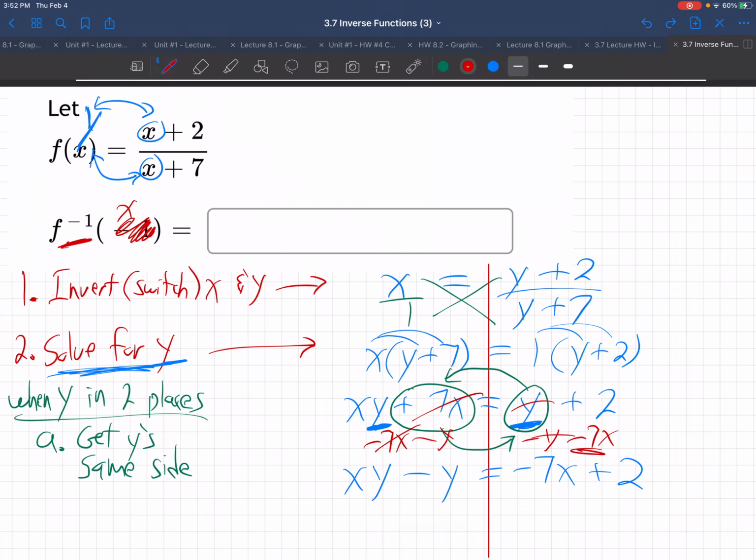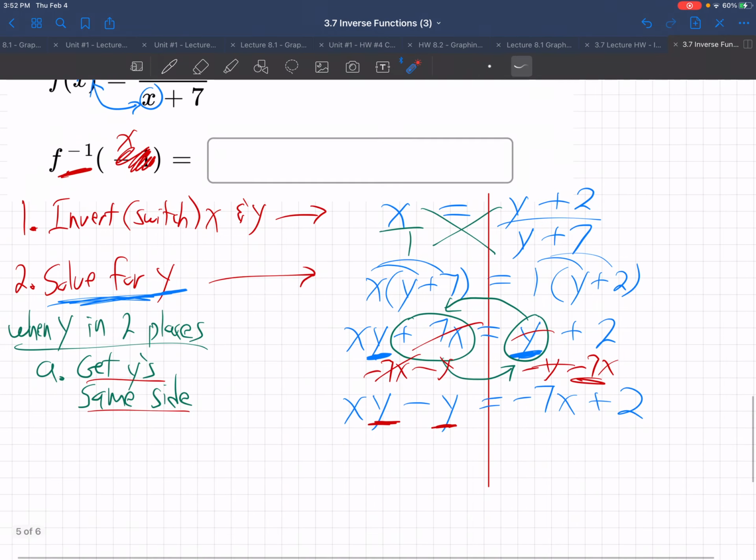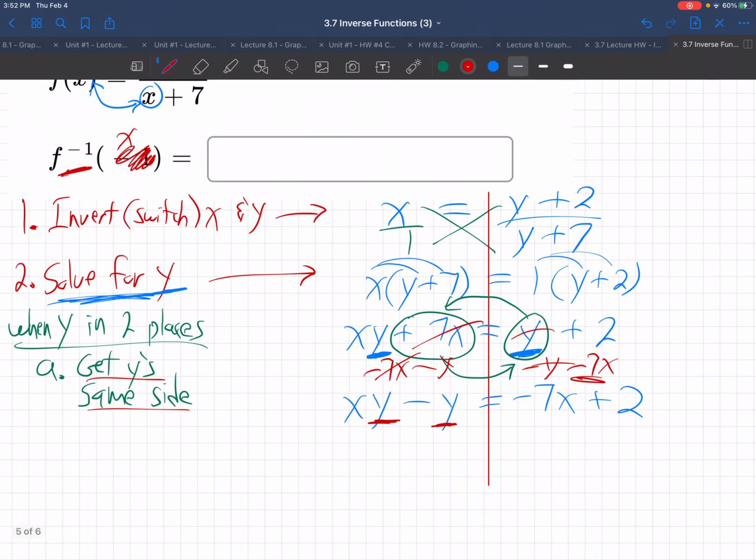Okay, now why am I doing all that again? I'm trying to get the y's on the same side. See the y there and the y there? I got the two y's on the same side, and then the other two terms don't have y's. I'm trying to solve for y, remember? And then B, let's factor y in the front like that.